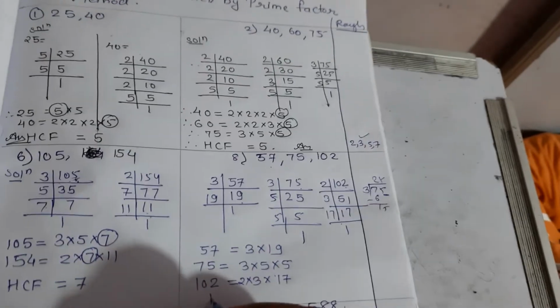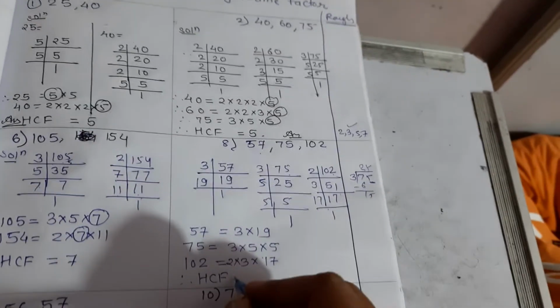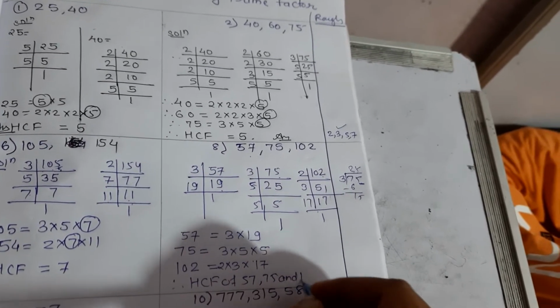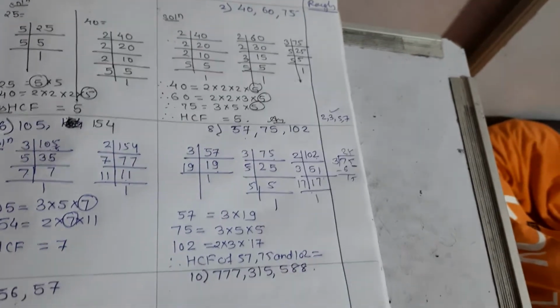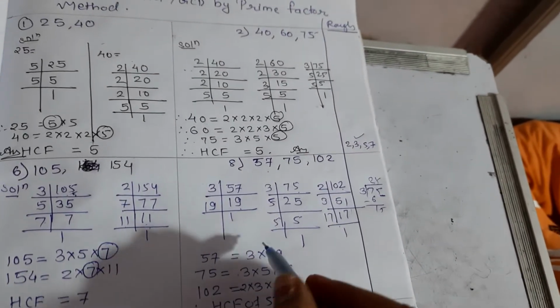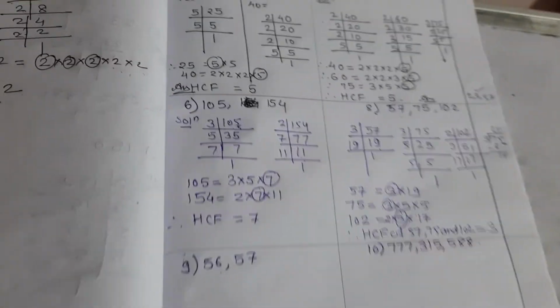Now if you want to find the HCF of all the 3 numbers, you can write it this way also: HCF of 57, 75 and 102 is equal to, or you can write it in shortcut also, there is no problem. So what is common here? The common factor is only 3, so we have to write here 3, right students?